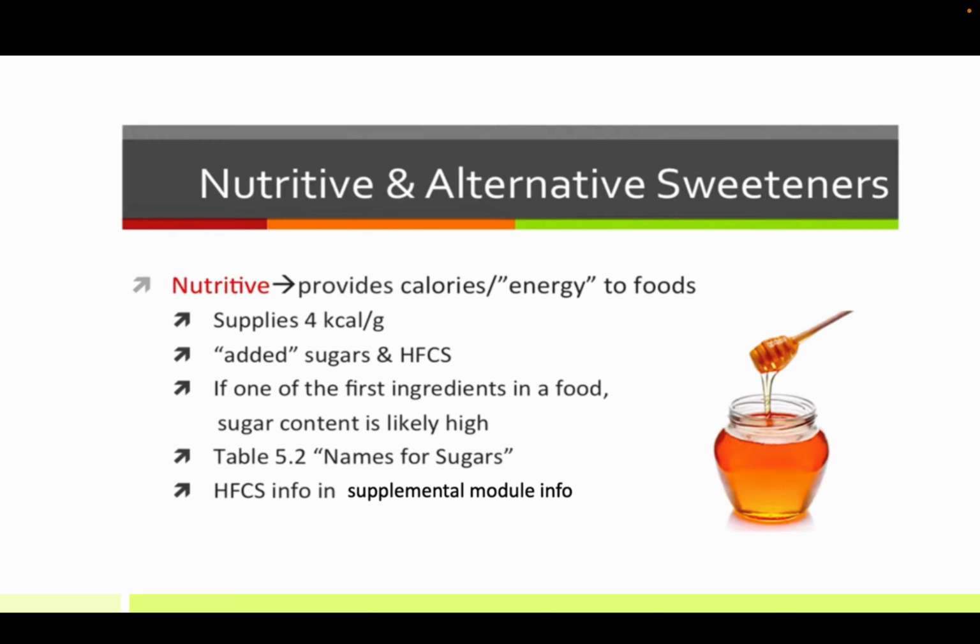If you check your food labels while shopping and you see that the first ingredient or one of the first ingredients is sugar, then the sugar content in that food is likely quite high. I would like you to also view, if you have time, the video on high fructose corn syrup in Canvas because that has been a hot topic for a number of years.